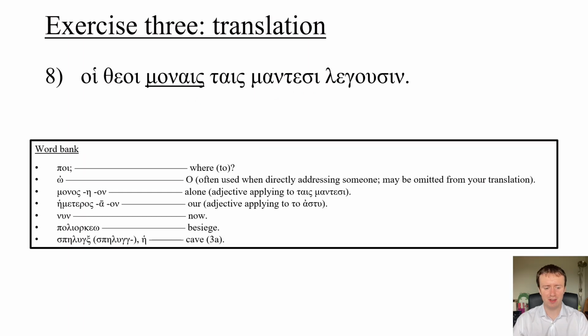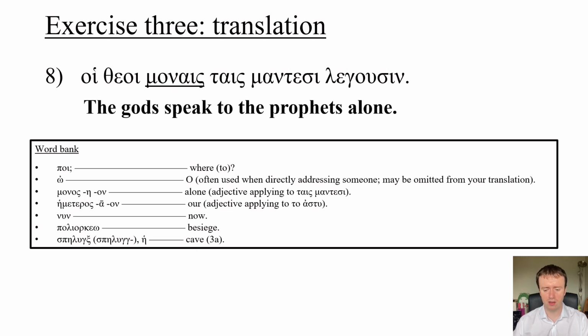Okay, number 8 is hoi teoi monais tais mantesi legusin. You should have translated this one as, the gods speak to the prophets alone. Now, we know that it means this because hoi teoi is nominative plural. Teos means God, but here it's nominative plural, and it's with the definite article. We know it's nominative plural either from the form of the definite article or from the ending oi. Both of those things let us know that it's nominative plural, since this is the masculine nominative plural form of the definite article, and for 2a nouns the ending oi is the nominative plural ending.